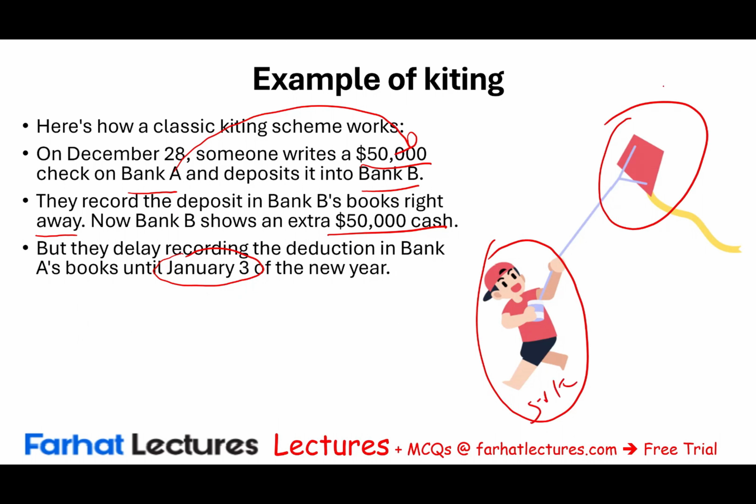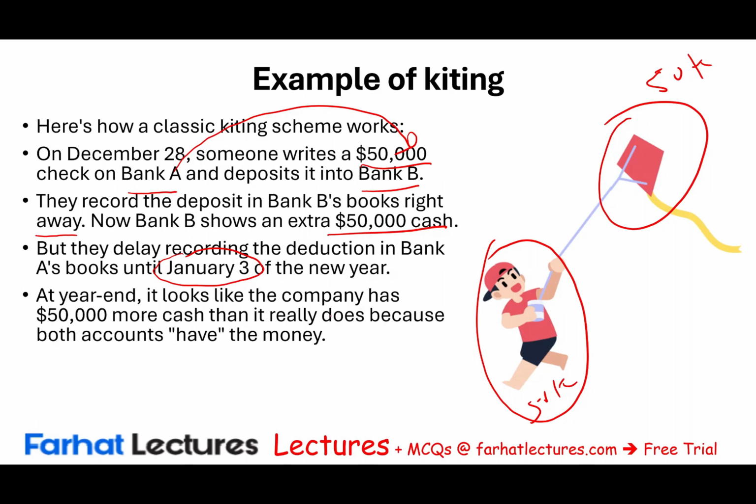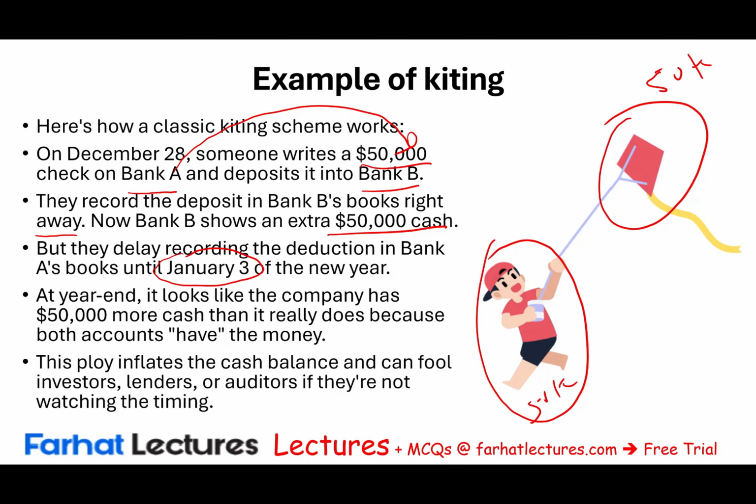So the 50K is here and the 50K is appearing there. At the end, it looks like the company has $50,000 cash, when it surely does not. For example, if they withdrew the money on December 29th, 30th, 31st, that's fine, as long as it's in the same period. But you cannot make the withdrawal, deposit the money, and not record the withdrawal until the next period. They have to be in the same period. So this ploy inflates the cash balance and can fool investors, lenders, or auditors if they're not watching the timing.